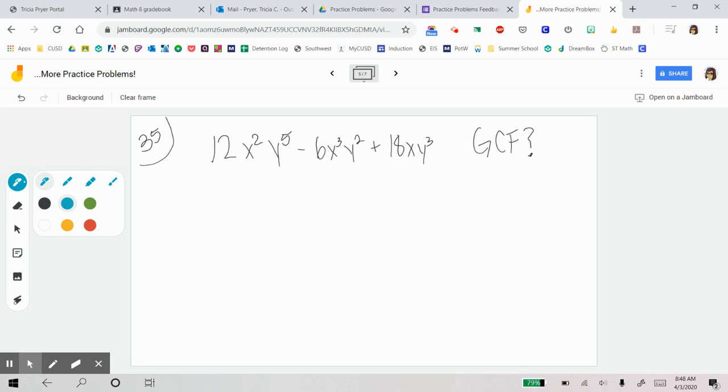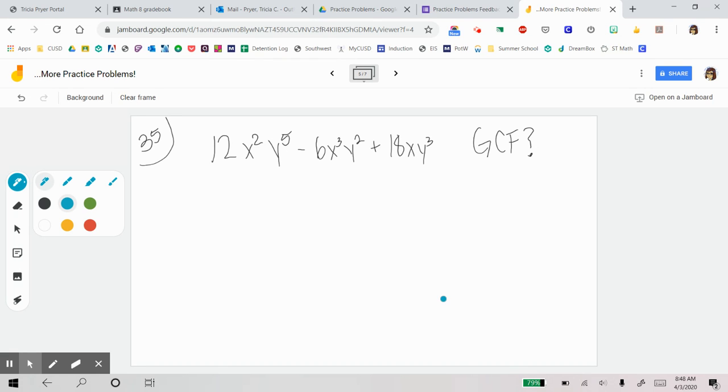Okay guys, in this video I'm going to do numbers 35, 36, and 37. Number 35, the directions are to find the GCF, not factor, just find the GCF. So we have to look at every single term and figure out what number can go into each of them and what variables can go into each of them.